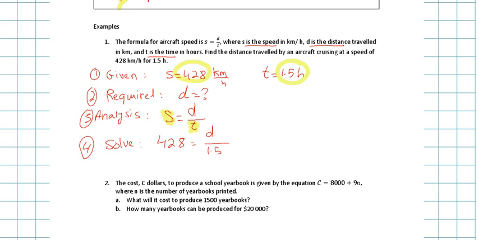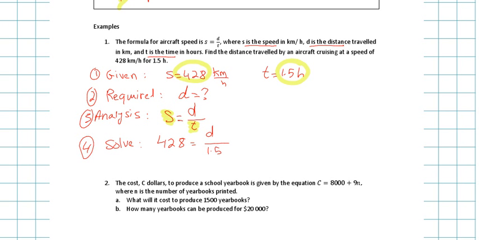So far I know that 428 equals D over 1.5. How can I solve for D? What have we been doing so far? Collecting like terms. I don't have any here. What else do I have? Do the opposite operation, right?